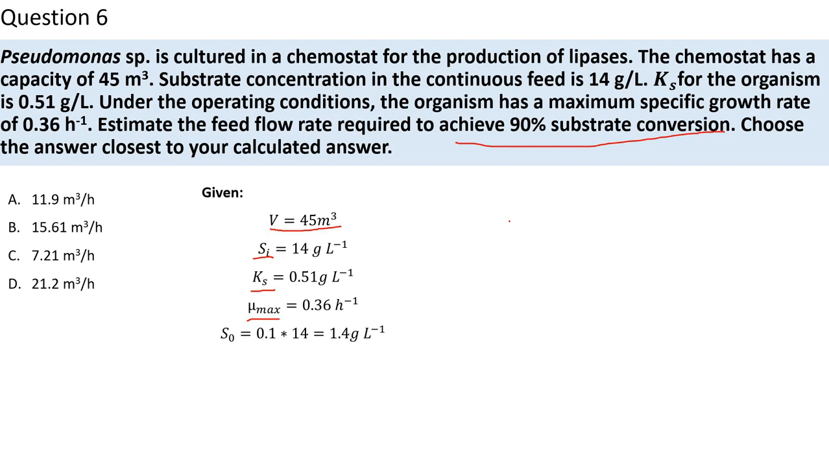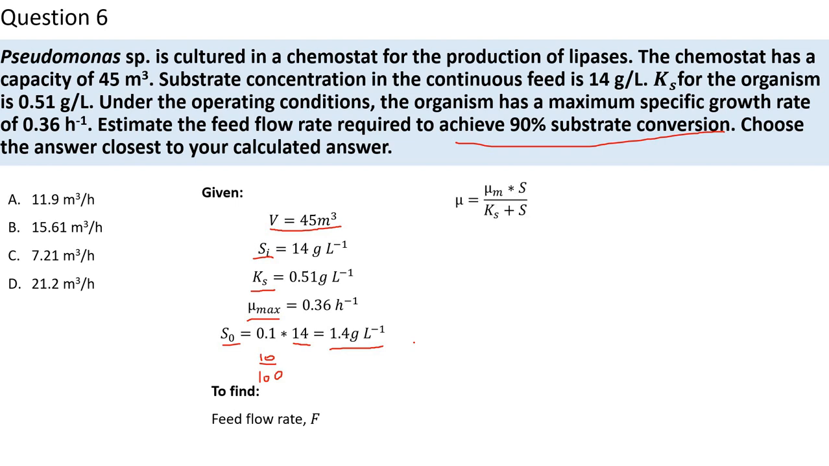So if 90% is being converted inside the chemostat, only 10% will remain, which will be coming at the outlet, right? So the S0 is equal to 10 divided by 100, which is 0.1, into your inlet substrate concentration, that is 14. So the outlet substrate concentration is going to be 1.4 gram per liter. So what we have to find here is the feed flow rate, the flow rate that we are using at the outlet, right?